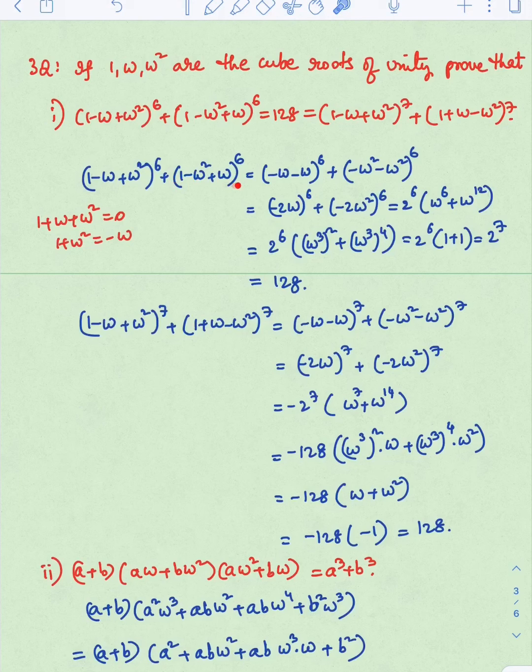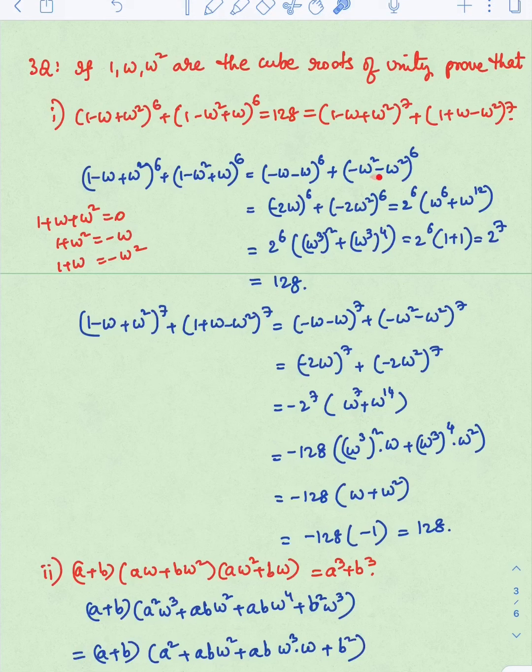Okay. And coming to this step, here what did I do? I have taken 1 plus omega this time. See, when you take 1 plus omega only here, plus omega square will become minus omega square. In this step, in the second part, 1 plus omega is replaced by minus omega square. This minus omega square already is there.